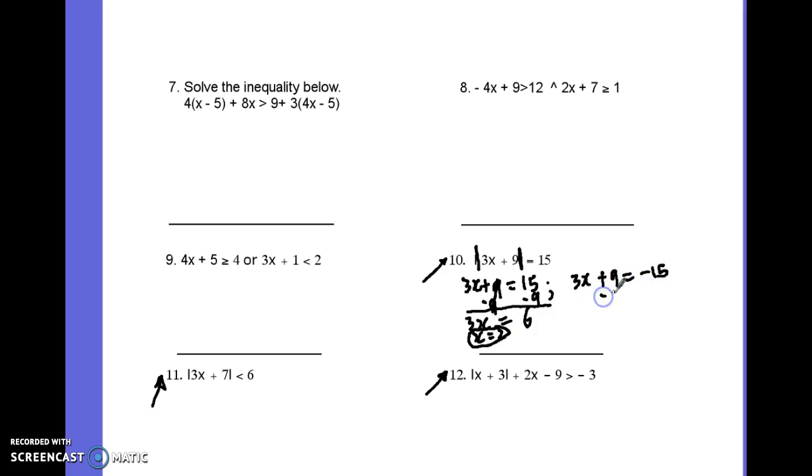Over here, you do the same drill. Subtract 9 from both sides. That's gone. So we have 3x is equal to -15 minus 9. Two negatives, so we get what? Bigger negative. That would be a 24, and I should put my negative, right? Divide both sides by 3.